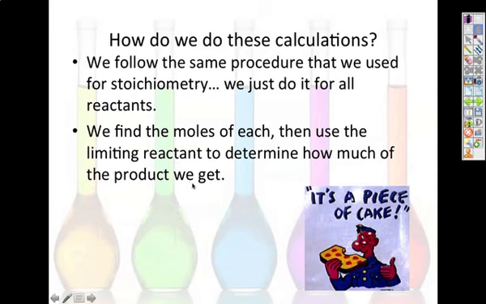But let's put it to some actual calculations. So we follow the same procedure that we're doing for stoichiometry. Sometimes 1 step, sometimes 2 step, maximum 3 step. And we just need to make sure to know and compare the amount of products that we can get out.